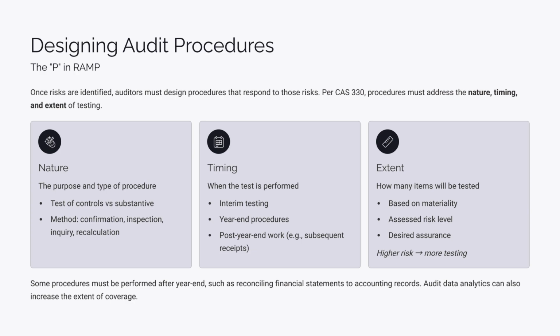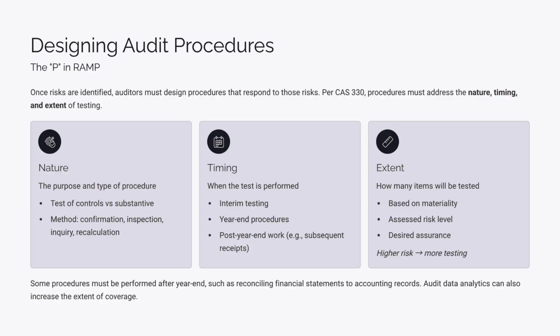2. Timing. When is the test performed? Interim. Year end. After year end. Example: subsequent receipts, subsequent payments. Some procedures must be done after year end, such as reconciling the financial statements to the accounting records.